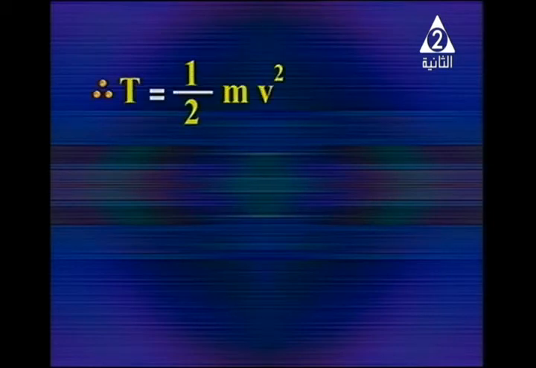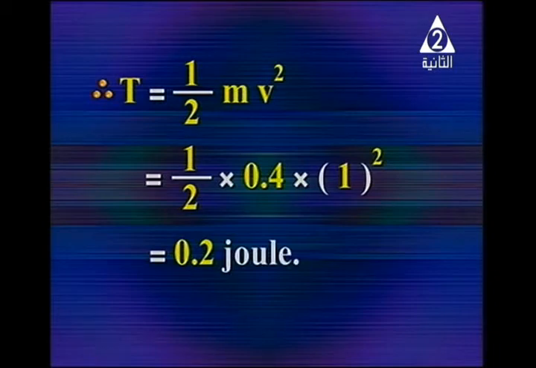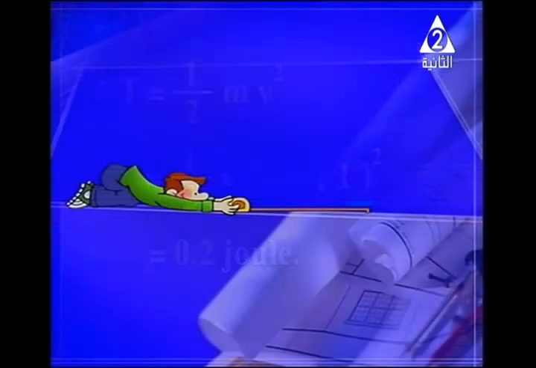Since T equals half m v squared, by using half times 0.4 times 1 squared equals 0.2 joule.